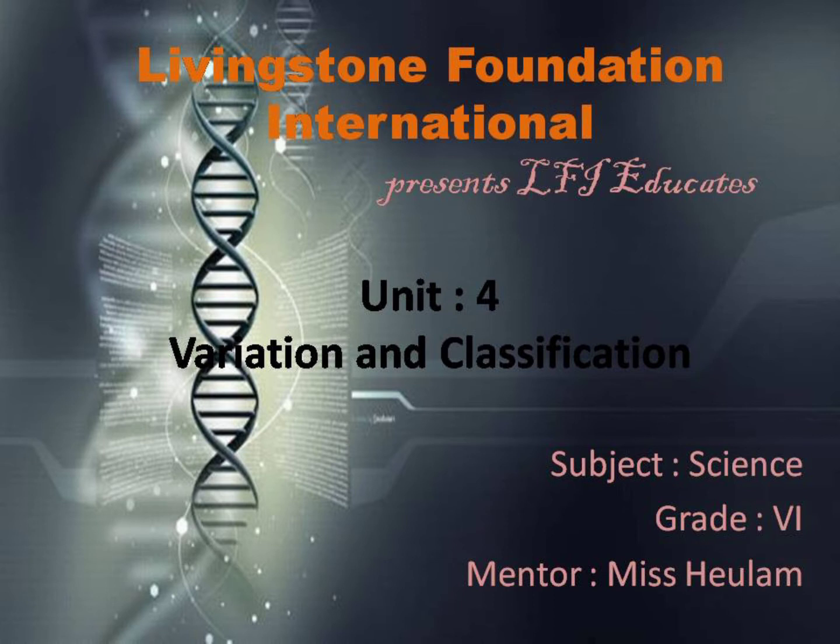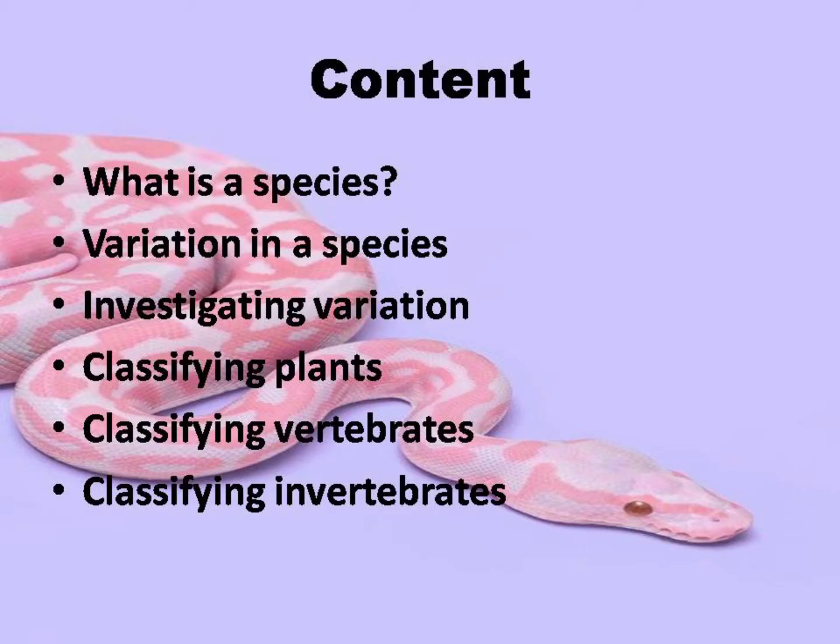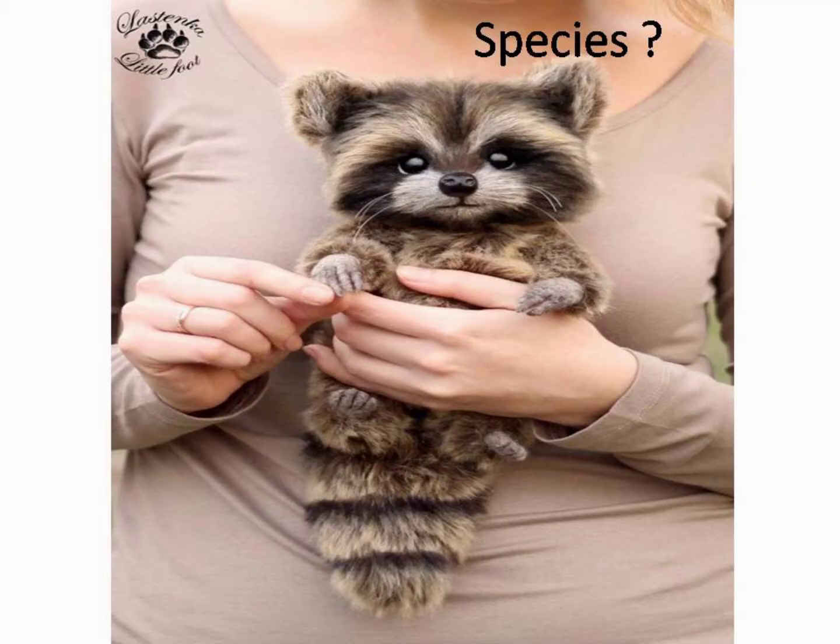In this video, we'll discuss Unit 4, Variation and Classification. And our subtopics are: what is a species, variation in a species, investigating variation, classifying plants, classifying vertebrates, and classifying invertebrates. Defining what exactly is a species can be a little tricky, but the reality is we all sort of know what a species is and what it isn't.